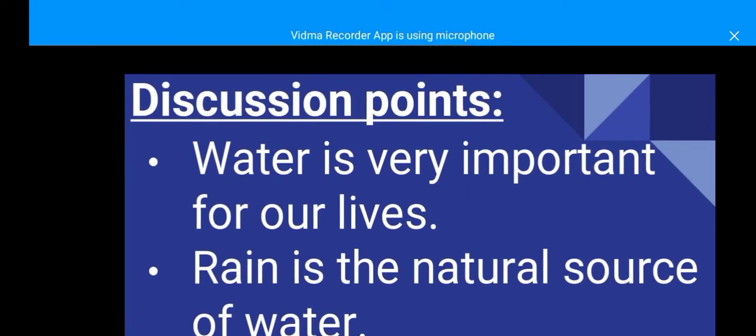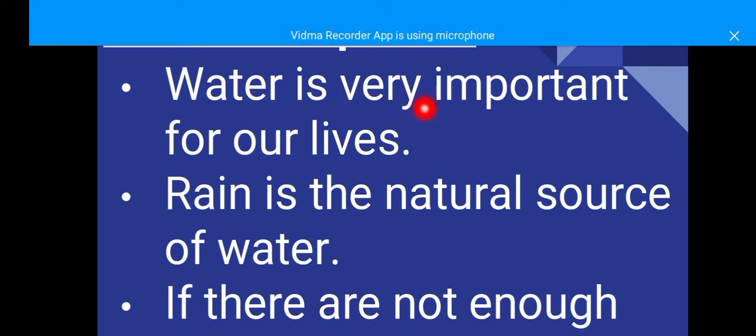First one was this, that water is very important for our lives. Without water, any kind of life, human life, plant life, or animal life, is not possible, because water is the basic part of our lives. Then rain is the natural source of water. Rain is the only natural source that provides water for all types of uses.